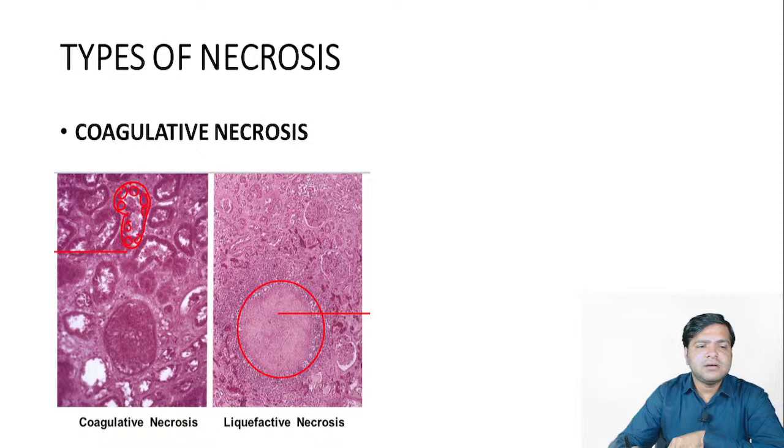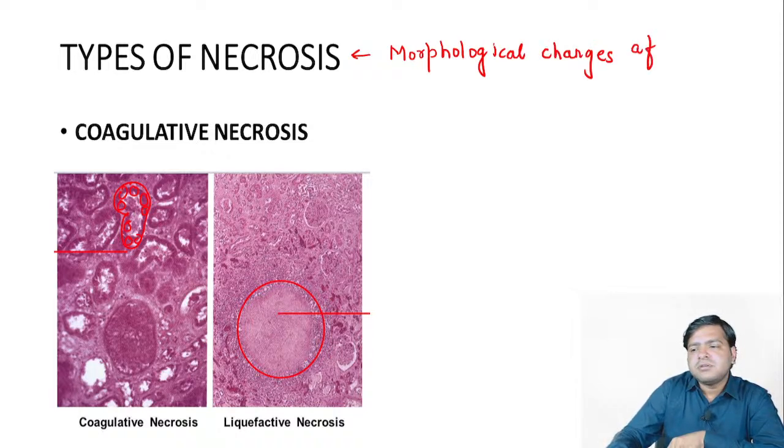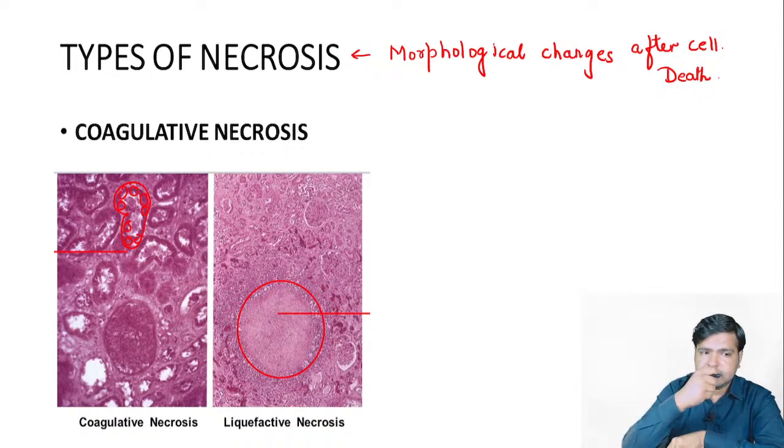Now, I have already told you about the necrosis manifestation. Basically, it is a decrease in the ATP levels, and you already know these are the morphological changes after cell death.